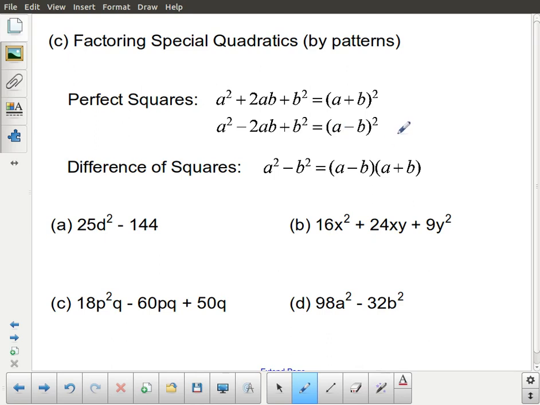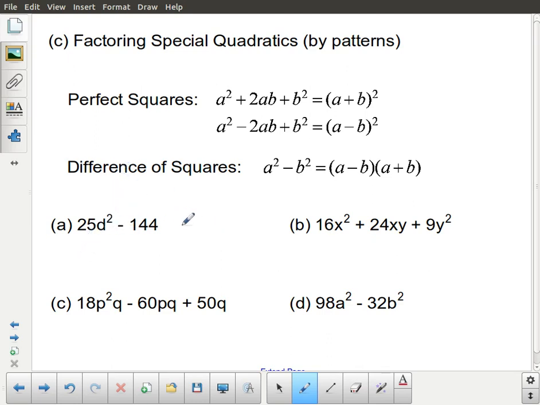But this can be really helpful, particularly when the coefficients are quite awkward, if things are quite large. And also remember something I said right at the beginning, which is always, always, always look for common factors first. So let's take a look at this first one. First of all, common factors.